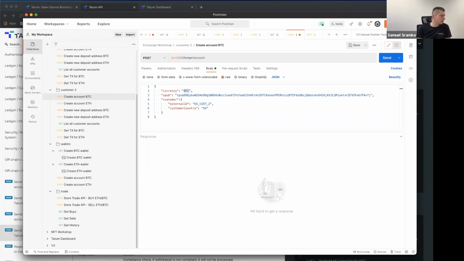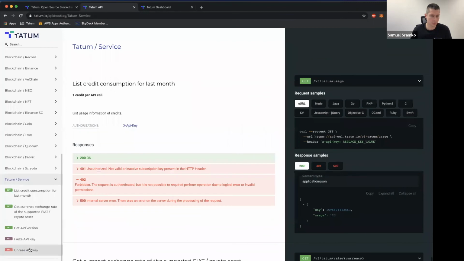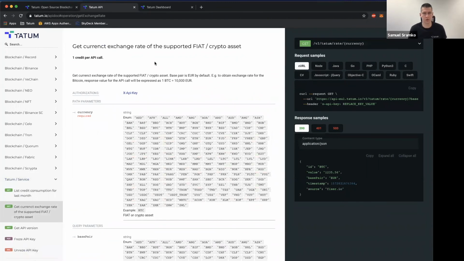How do you suggest getting the current token spot price? We have an endpoint to obtain current exchange rates for the tokens we support. You can find the endpoint in our API documentation. It's this one: get current exchange rate of the supported fiat or crypto asset. So you can obtain the rates from our API, or you can connect to other rate providers or decentralized protocols, and obtain data from there before every trade.